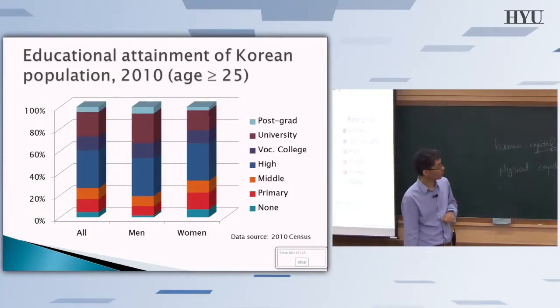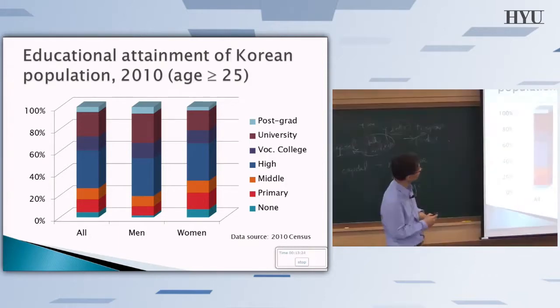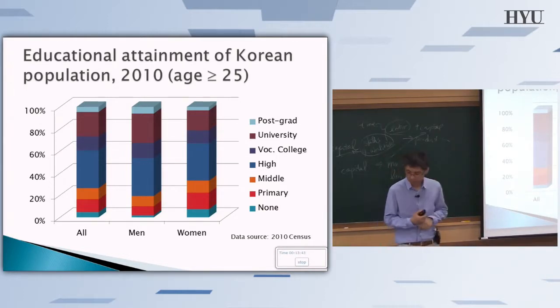Human capital, before doing it, let's see some interesting statistics of the Korean population, human capital in the Korean population. This shows the educational attainment of the Korean population in 2010. This is from the 2010 census. This shows basically the population statistics of the Korean population. We have a census every 5 years, so this is the most recent data.